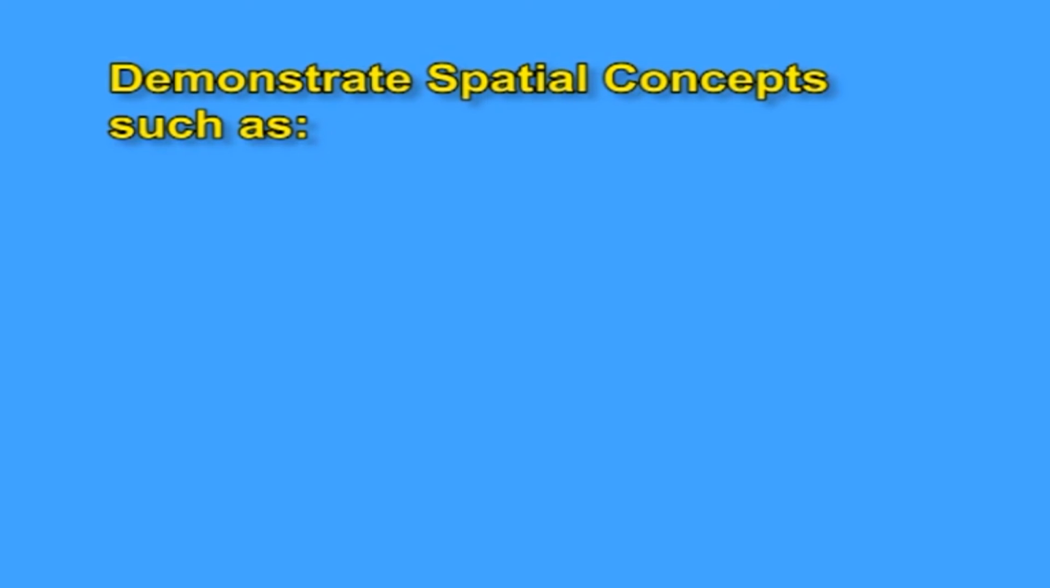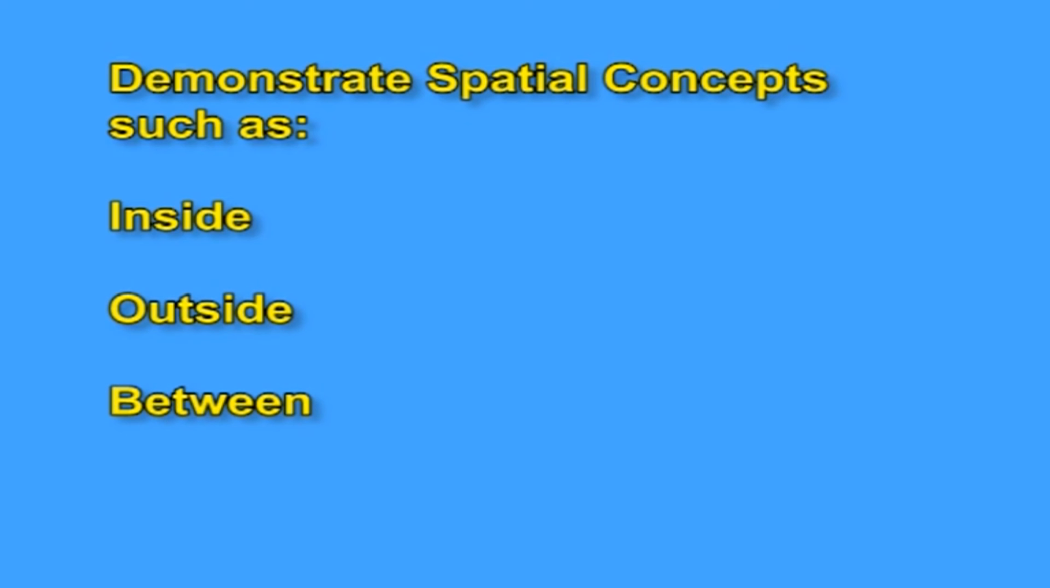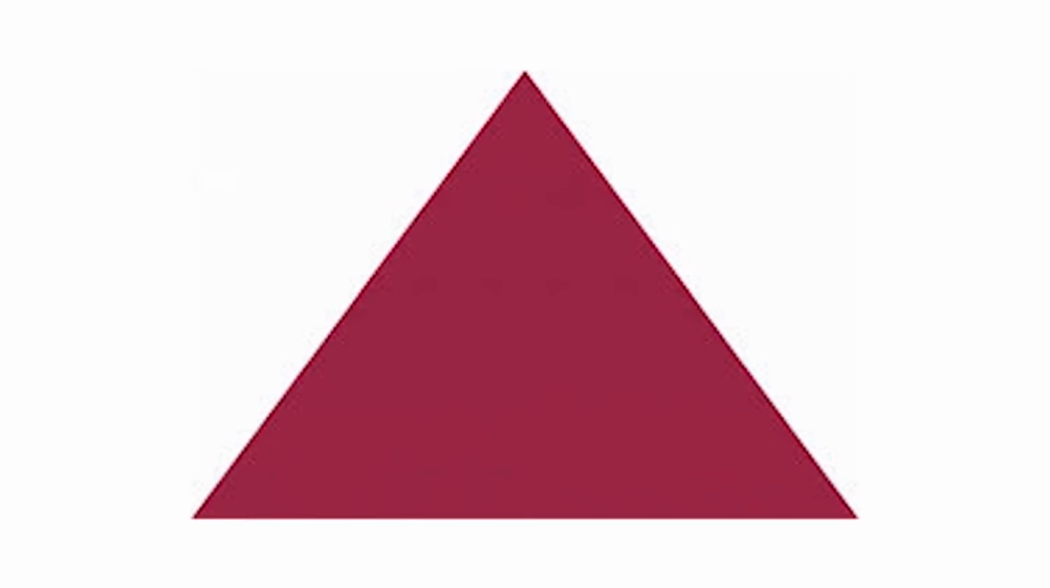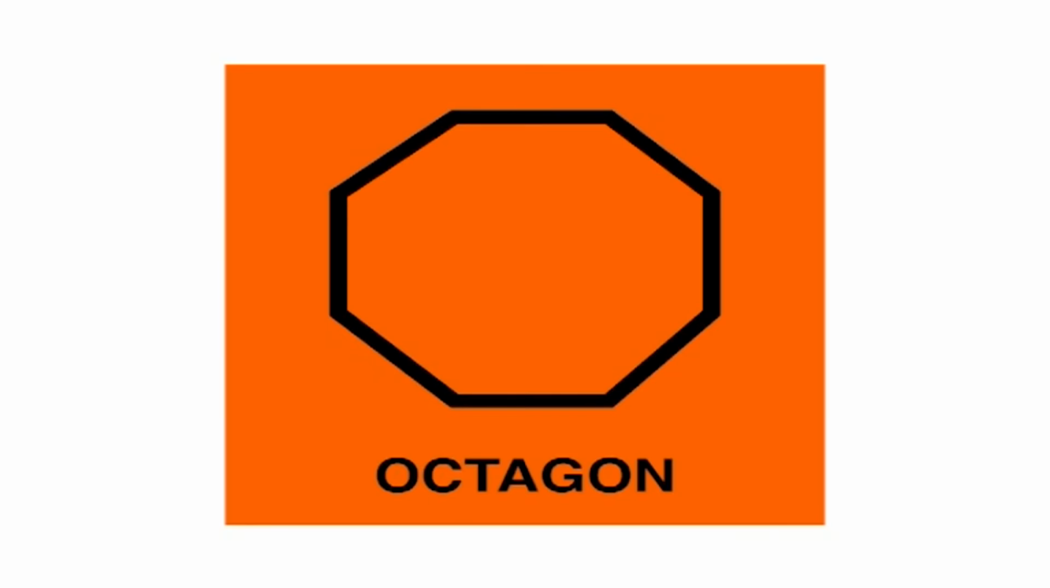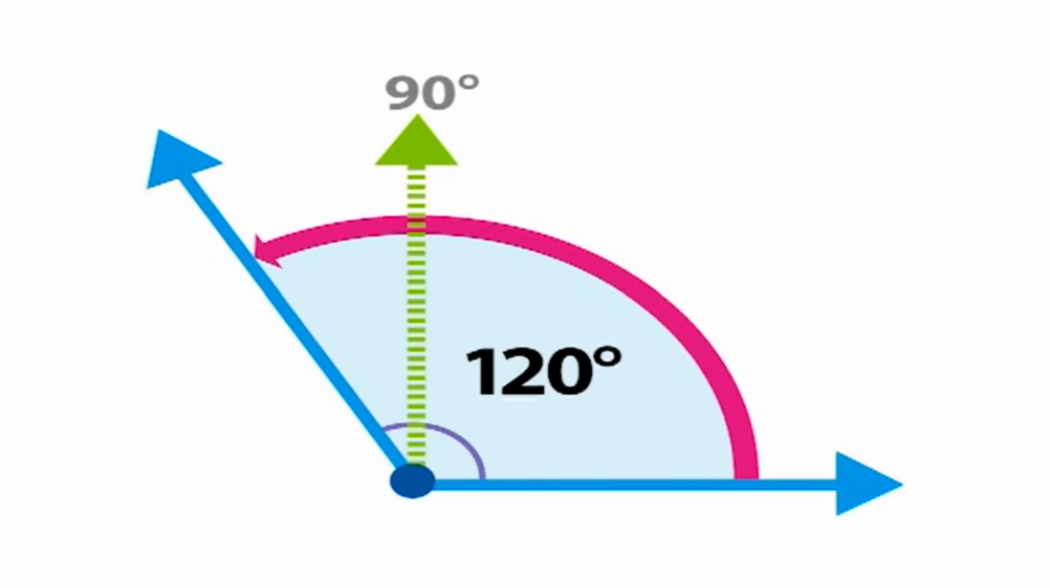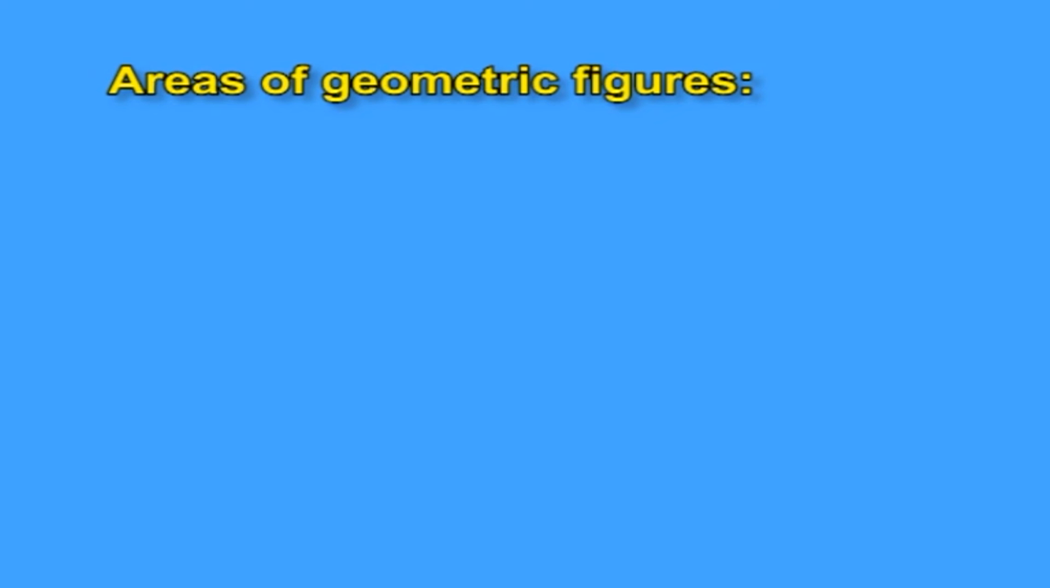Demonstrate spatial concepts such as inside, outside, between, under, over, parallel, right, angle, diagonal, horizontal, vertical. Geometric figures: triangle, square, rectangle, parallelogram, pentagon, hexagon, octagon, polygon. Angles: right, acute, obtuse. Areas of geometric figures.